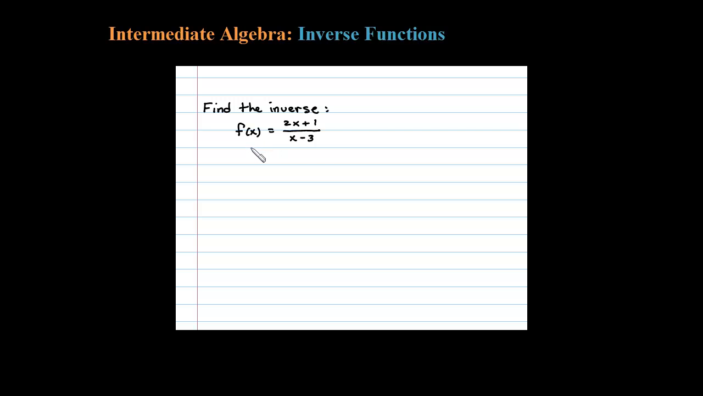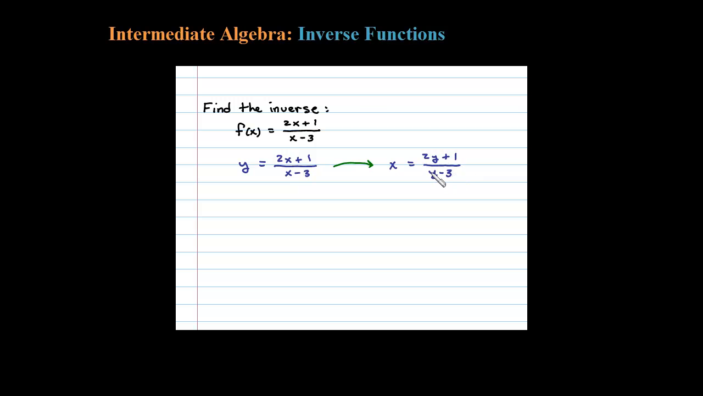Here we're asked to find the inverse of this function. The first step is to replace the notation here, f of x, with y. So that'll leave us with 2x plus 1 over x minus 3. Okay, the second step is to switch the roles of x and y. So in this case, x equals 2y plus 1 over y minus 3.